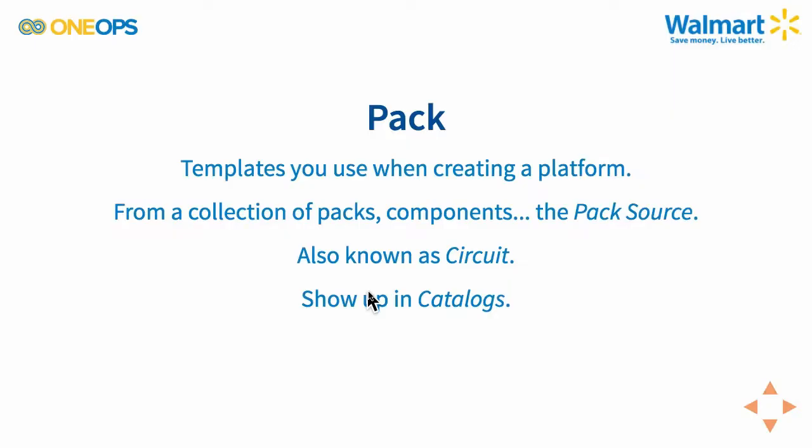In the configuration for the platform, we were required to set a pack source in order to use a pack to create a platform. The pack is nothing else than the template that created this collection of components. They come from what's called circuits and also show up in catalogs. The open source circuit with all the definitions for those is just located in GitHub and available there. It is basically a collection of Chef recipes that allows you and OneOps to configure these platforms.